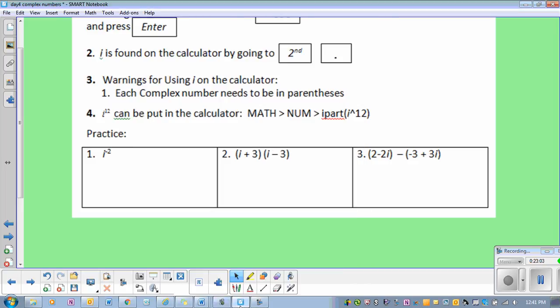Okay. Now, here's the thing. You can literally put the whole entire operation into the calculator, but you have to use parentheses. You have to put it in exactly the way you see it, okay? And i, with the exponents, all that stuff about the rotations and the remainder rule and all that, you can even do that on the calculator, okay? So let's practice. Let's try number 1. i to the negative second.